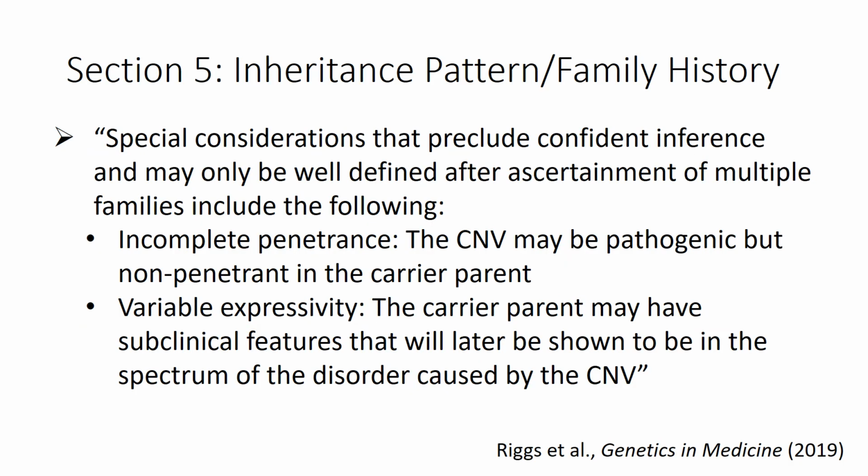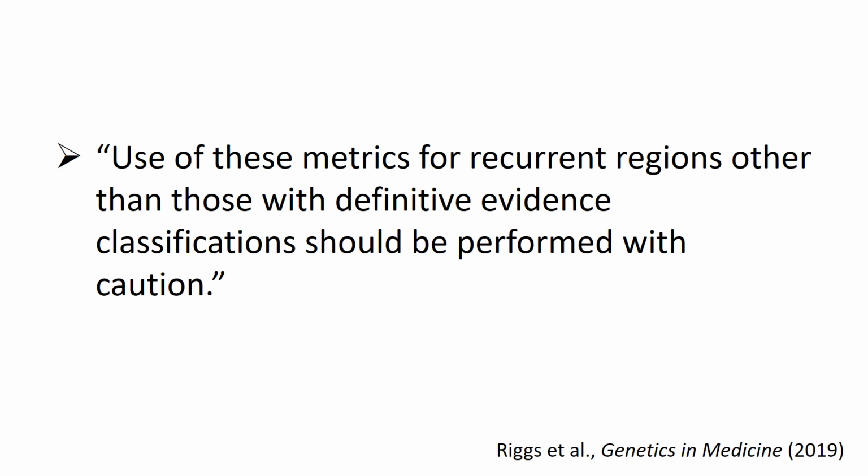Here we should note, as is stated in the guidelines, that special considerations may occur, particularly for regions like recurrent CNVs, which may show incomplete penetrance and variable expressivity. For example, in some cases, inheritance for a variant that is known to exhibit reduced penetrance may not be appropriate to score in Section 5. For this reason, along with other special considerations, the use of these metrics for classification of recurrent CNVs should be performed with caution, as a standardized classification system for these types of CNVs is still under development.